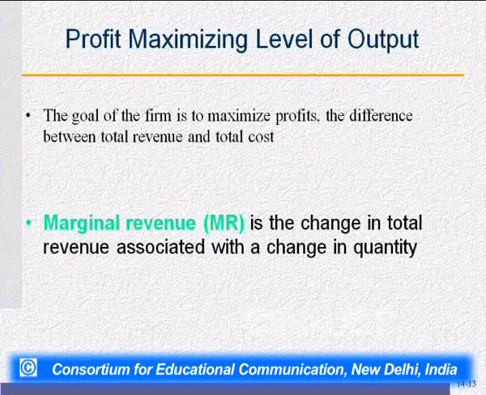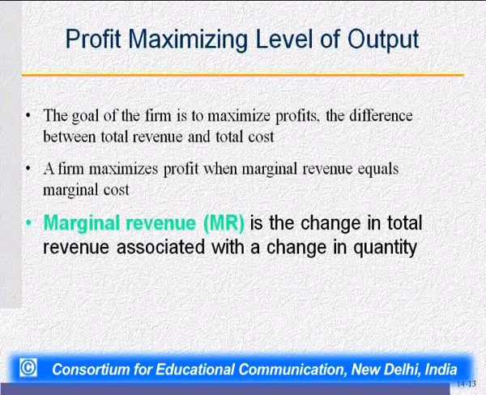So, the goal of the firm is to maximize profit, the difference between total revenue and total cost. A firm maximizes profit when marginal revenue equals marginal cost. What is the profit maximizing level of output? These are the salient features. Every firm has the goal to maximize its profit, the difference between total revenue and total cost.